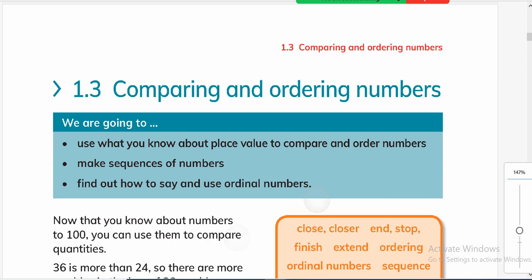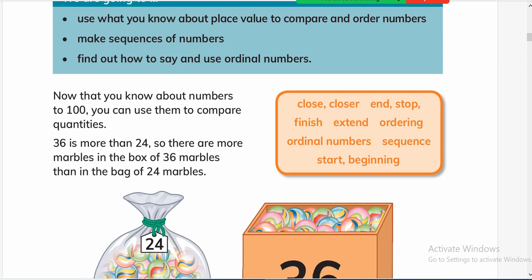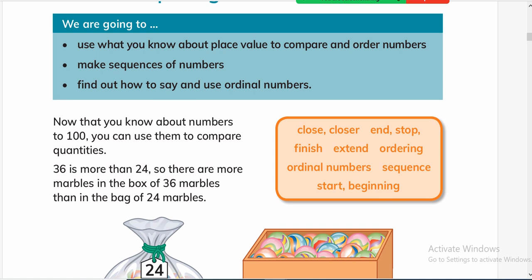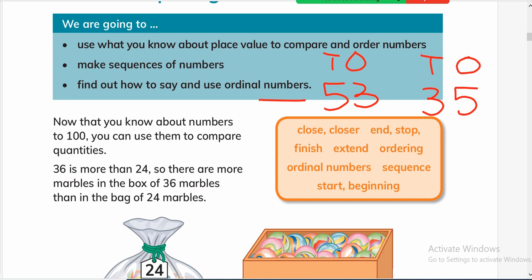Okay, comparing and ordering numbers. We are going to use what you know about place value to compare and order numbers. Yes, place value really matters when we are comparing two numbers, tens and ones. Like 53 is greater than 35. So the digits are the same but the place value is changed. Order matters, and place value. Like if we do not write 5 first, our number will become smaller.